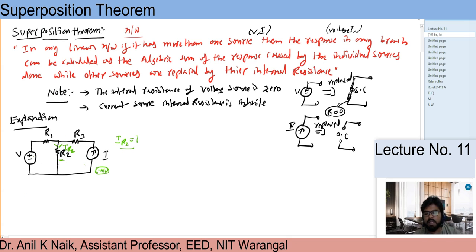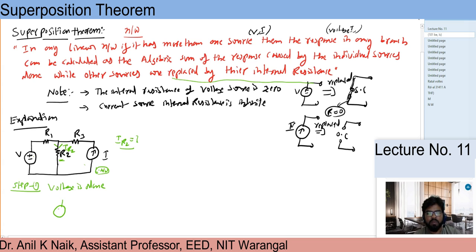In order to understand this statement, I'm going to take step one: the voltage source alone is acting. I'm taking only the voltage source, and the remaining sources are replaced with their internal resistance. That is the point made here. So my voltage source is present here.